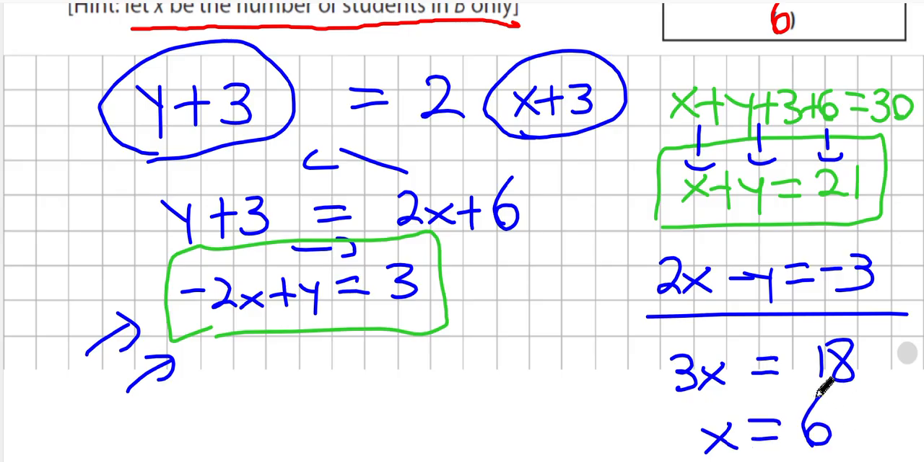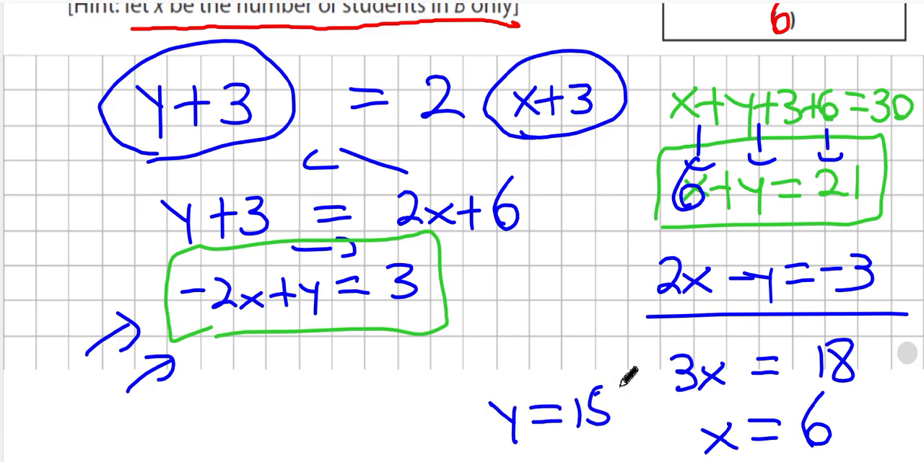X equals 6. Now, because you know x equals 6, what does that mean y has to be? 6 plus what gives you 21? What do you think y has to be? Well, y has to be 15.